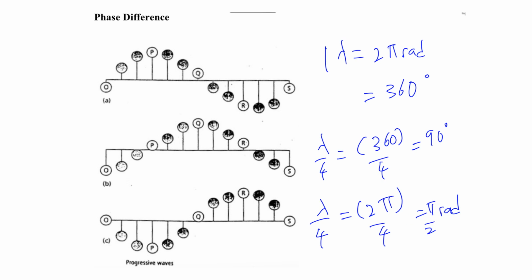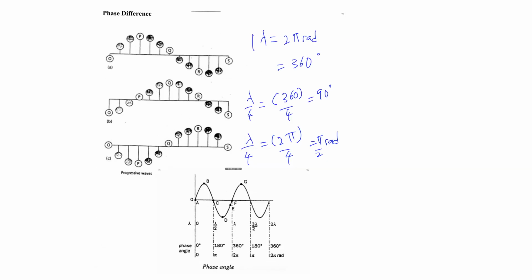All right, I'm going to show you now. When you want to measure the phase difference, you need to convert the distance between them, in wavelengths, into degrees or radians. So how do you do that? Do you realize one complete cycle, like this wavelength, is equivalent to 360 degrees or 2 pi radians.